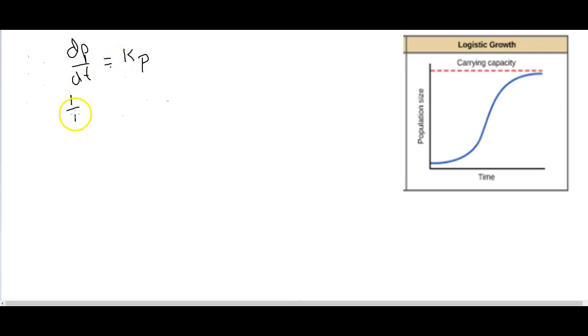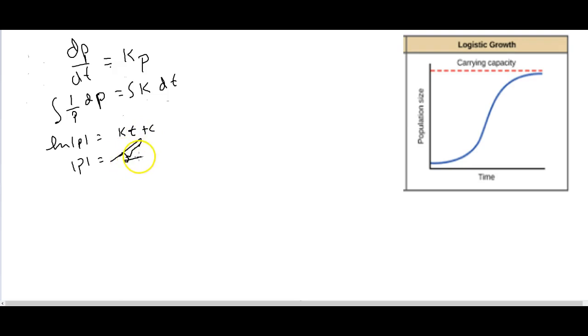We're going to write this as 1 over P dP. We'll put all the P's on one side and all the T's on the other side. There are no T's, so I'm going to leave it like this. Then I take the integral of both sides, and I get something like ln absolute value of P equals kt plus a constant. Since the log of natural base e means I can put my e to the other side and raise the whole thing to a power.